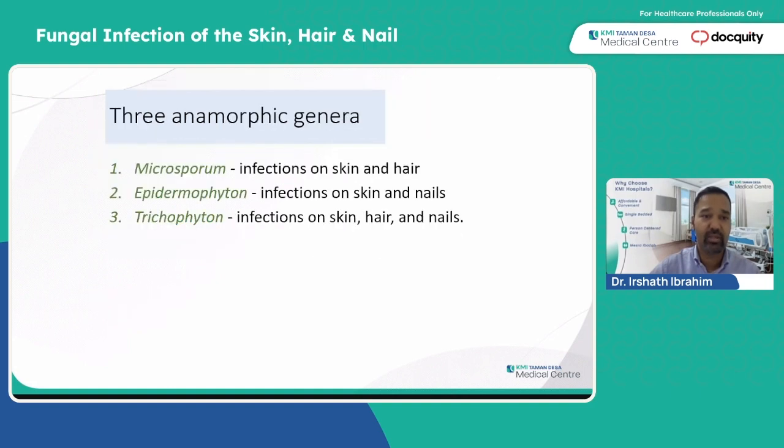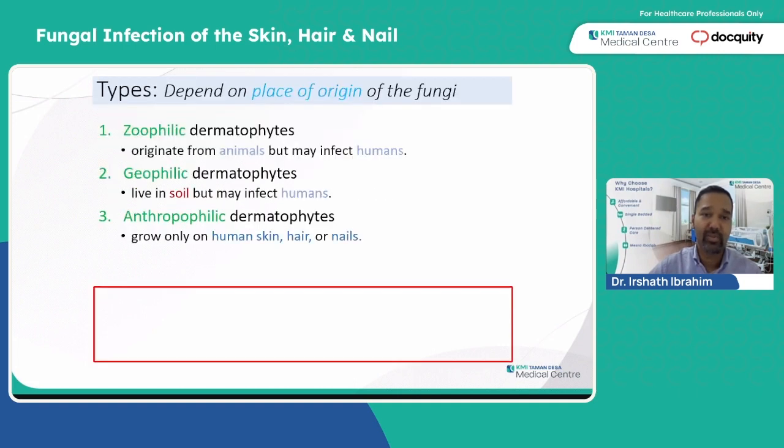There are three anamorphic genera. There's Microsporum, which typically infects the skin and hair. Epidermophyton, which infects the skin and nails, and Trichophyton, which infects the skin, hair, and nails. Then, depending on the place of origin, the dermatophytes may arise either as zoophilic, that means originating from animals, and then it can infect humans. Geophilic originates from the soil, and then it can infect humans. It's typical in patients who come in contact with soil, like gardeners, for example. And anthropophilic dermatophytes, which grow only on human skin, hair, or nails.